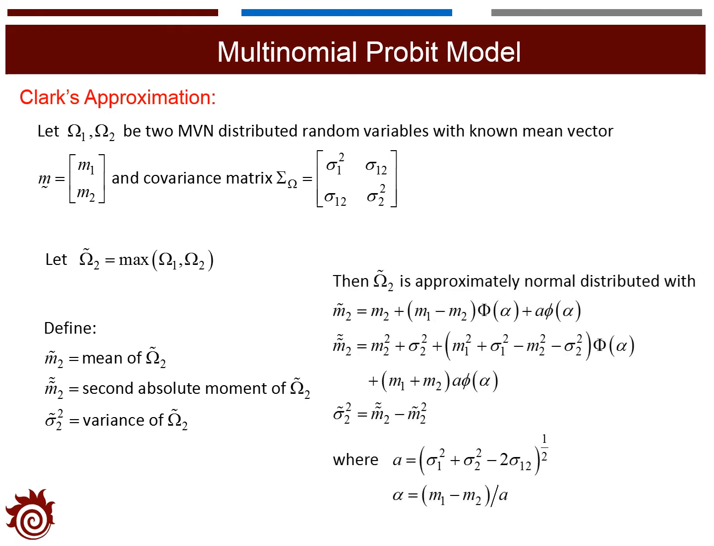In that sense, with Clark's approximation, we find that omega2 tilde is approximately normally distributed. We can derive the expressions of the mean, second absolute moment, and the variance for omega2 tilde. Also, we can find the values of A and alpha, which are applied in the three parameters.